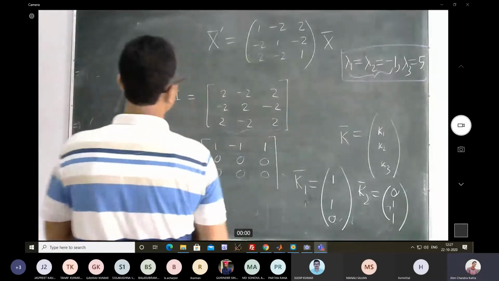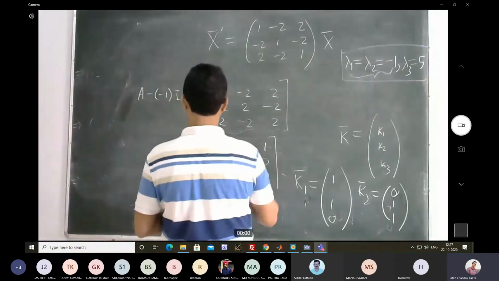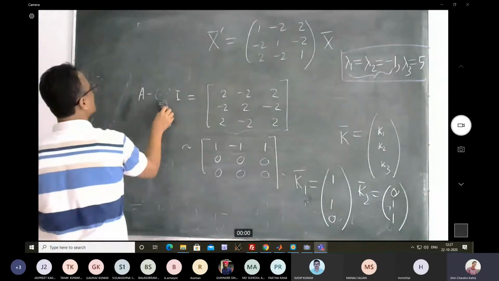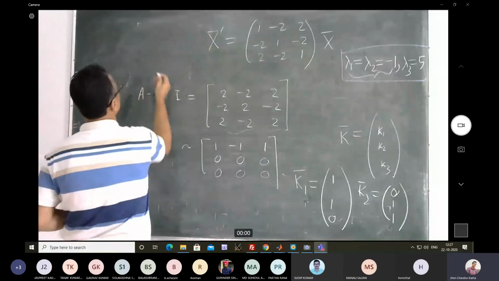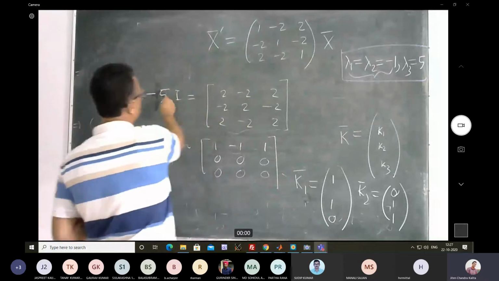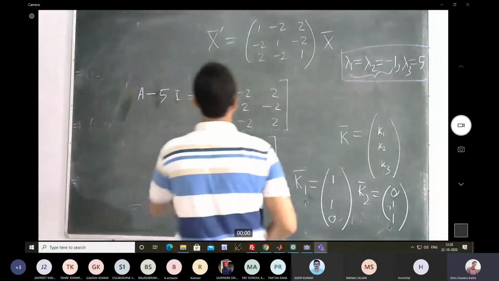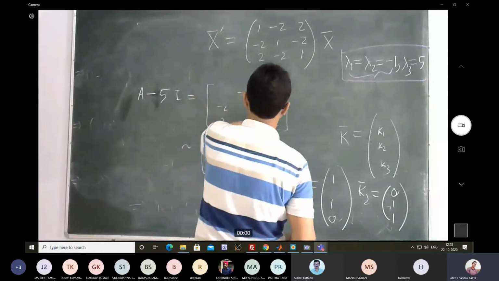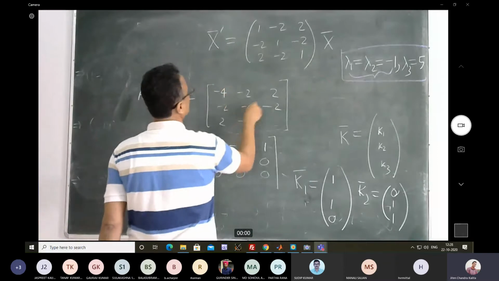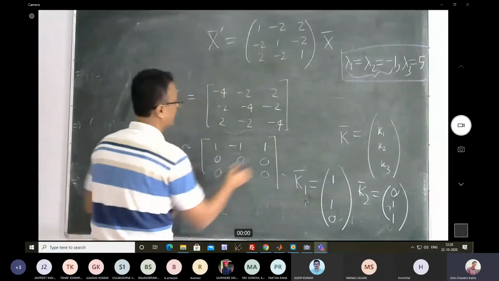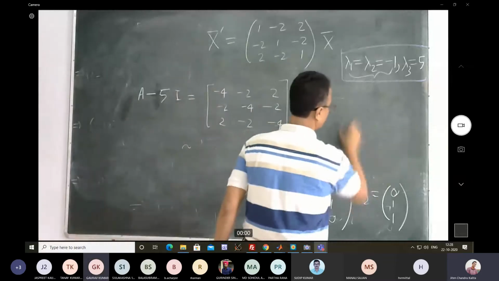Okay, maybe let me do it completely. So I have found this out. Now let me try it, maybe it will be some kind of practice. Corresponding to lambda 3 equal to 5, I am trying to prove it. So these three are going to change. This is simply going to be -4, -4, -4, isn't it? Is it okay?